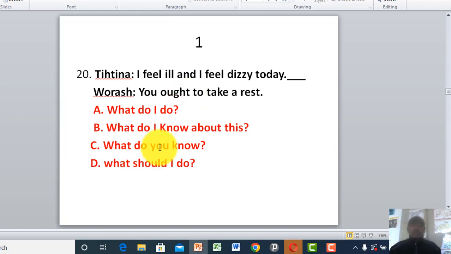What do you know? I don't know. What should I do? You ought to take a rest. So, this is asking for advice, because the reply is giving advice. What should I do is the right expression, please.